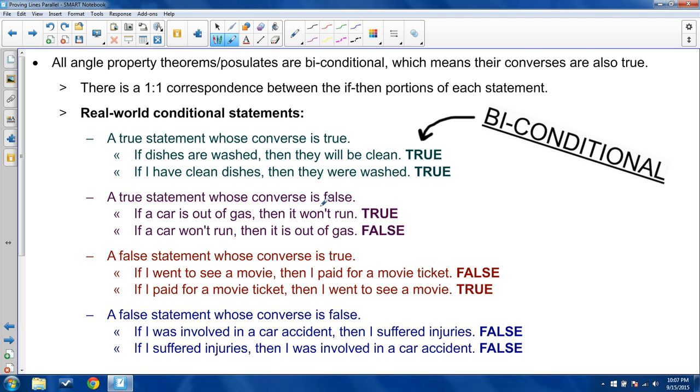It's true. But now you switch that. If a car won't run, does that mean it's out of gas? It could, but it's not always true. It could be the battery's dead. It could be a lot of different reasons. It could be missing tires.